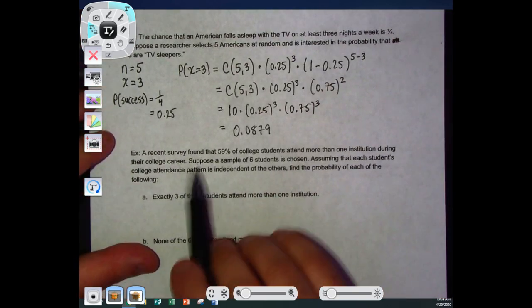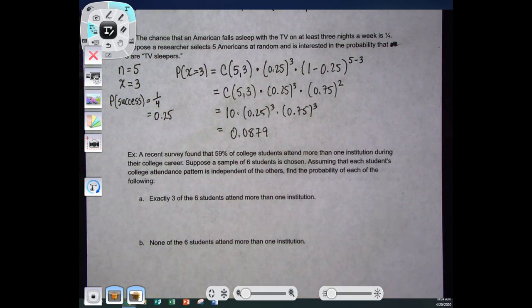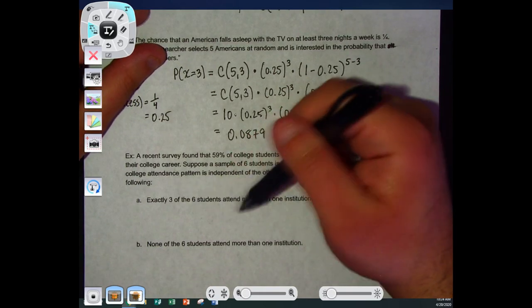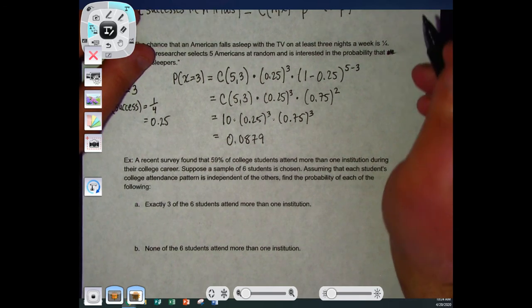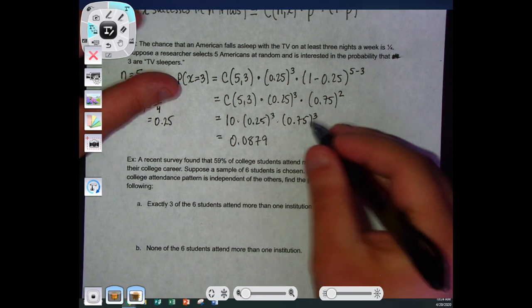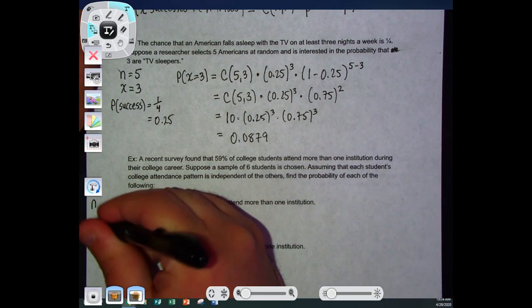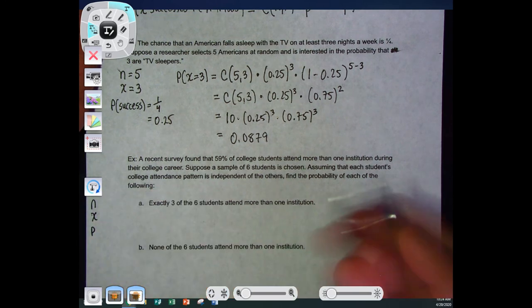So in our next example, this time we find that a recent survey found that 59% of college students attend more than one institution during their college career. Suppose a sample of 6 students is chosen, assuming each student's college attendance pattern is independent of the others. Find the probability that exactly 3 of the 6 students attend more than one institution. Okay, wonderful. So we could do this. Well, we have to know N, P, and X, the number and the probability.